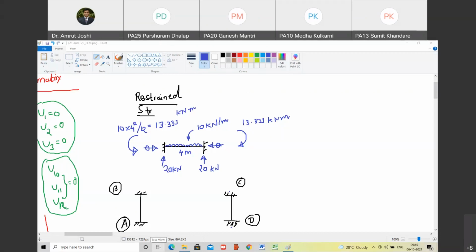So this is 13.333 kilonewton meter. What do we call this moment? We call this MFBC. Are you with me? Yes, sir. It is the fixed end moment at B for member BC. And what do we call this? It is MFCB. So it is the fixed end moment at C due to member loads in a restrained structure. Are you with me?